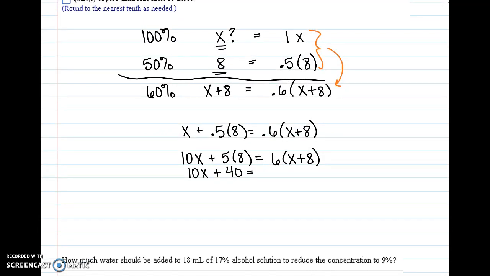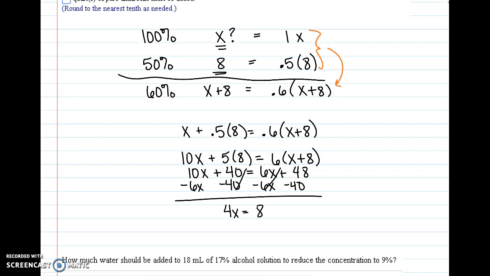I'm going to distribute the 6. And then I'm going to start collecting my like terms. The x's are going to go together. The constants are going to go together. And I end up with 4x equals 8. So x equals 2 quarts.